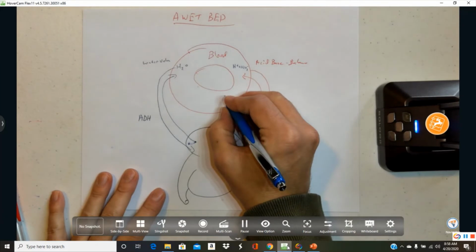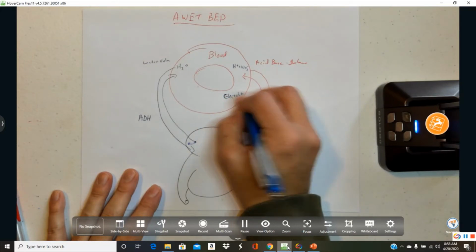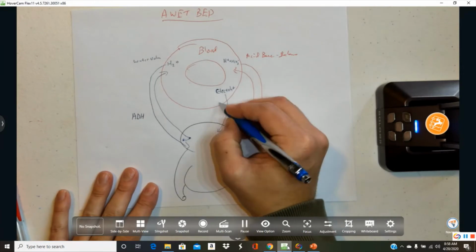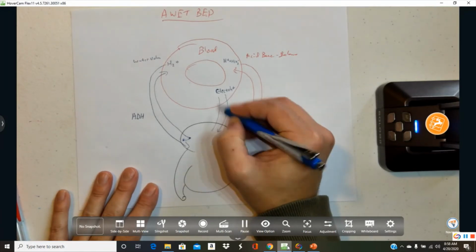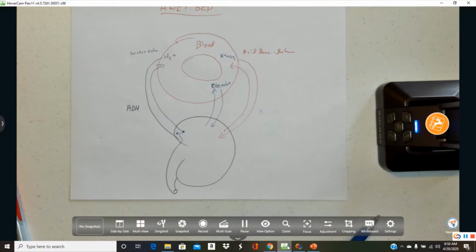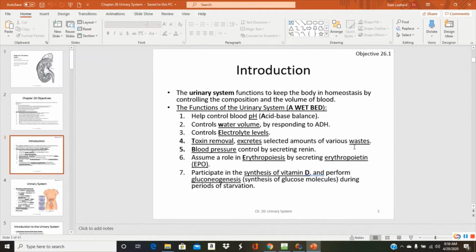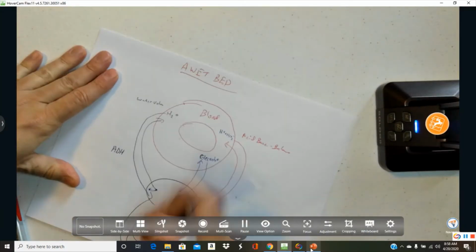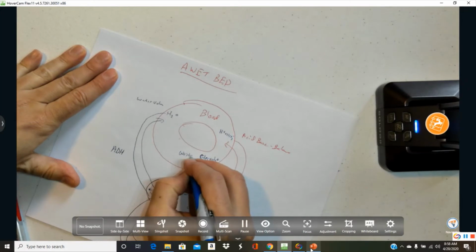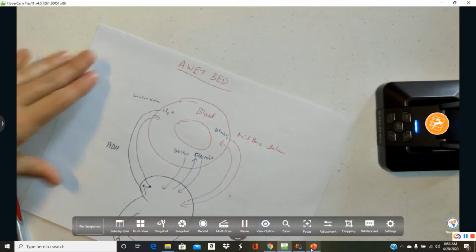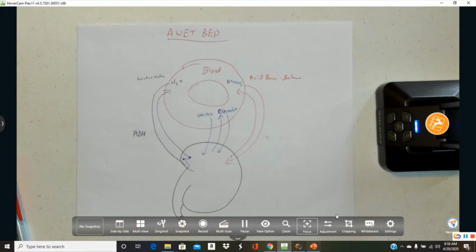So let's say I had ions here. We have electrolytes, various electrolytes. We're going to talk about electrolytes, and we can add those or we can put them back. So we can move electrolytes in and out from blood to the kidneys, kidneys to the blood, pee it out or not pee it out, excrete it or not excrete it. Toxin removal excretes wastes. So again, if I had some waste products that would be found in blood, things that we want to get rid of, the body can remove that.